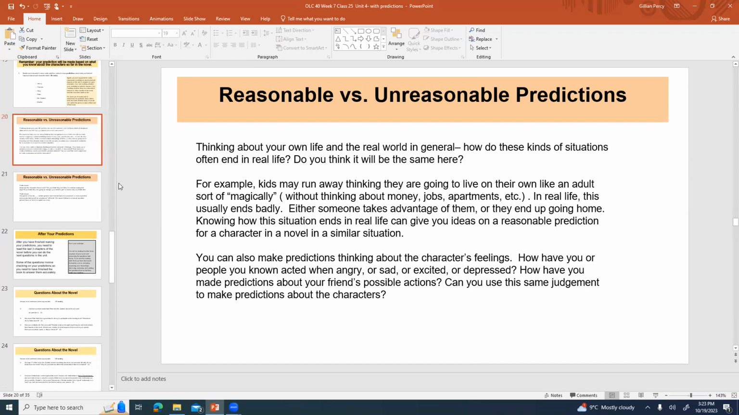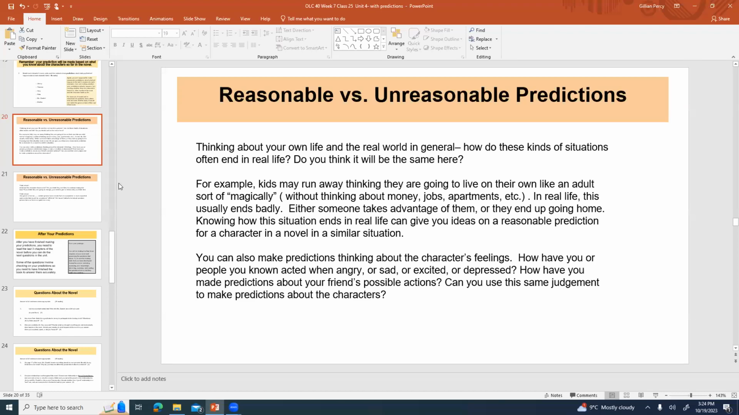Okay, thinking about your own life and the real world in general. When you're thinking about these people, think about how the kind of situations that people are in often end in real life, and think about, do you think it'll be the same here? So, for example, in real life, kids might run away thinking they're going to live on their own like an adult, kind of magically. They're not usually thinking about money, jobs, apartments. They're just mad and they run off. In real life, that usually ends really badly. Either somebody takes advantage of them or they end up going home.